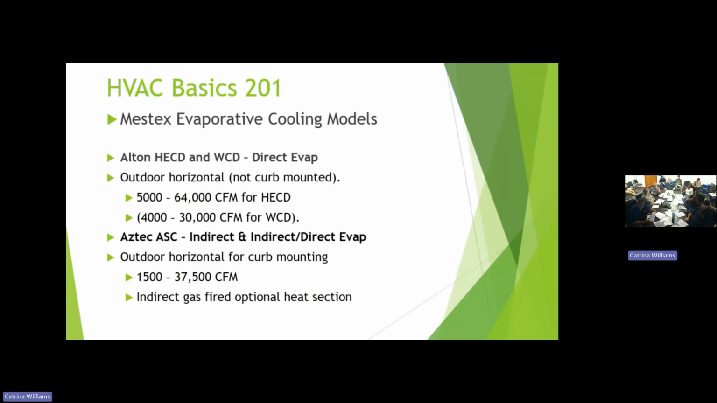Then we have the Aztec ASC series, indirect or indirect-direct. They're outdoor horizontal curb mounting from 1,500 to 37,500 CFM. They don't go nearly as large because they're a big unit already. We peak out at 37,500 just because of the size of the box we're talking about. But we do have some indirect gas fired heating elements you can also put on there if you want. We just shipped out a bunch of these last month. And Scott, there's like 8 of them going to the shop now, I think. We're getting ready to, if not. We're selling ASCs or we sell HECD.